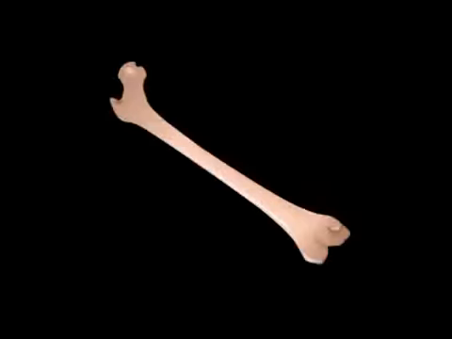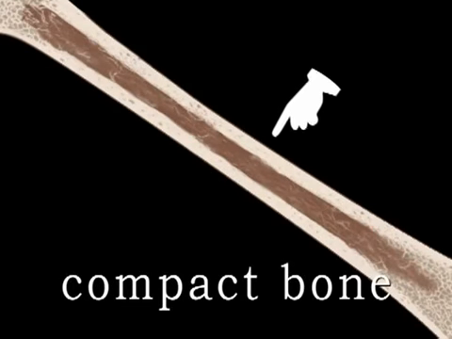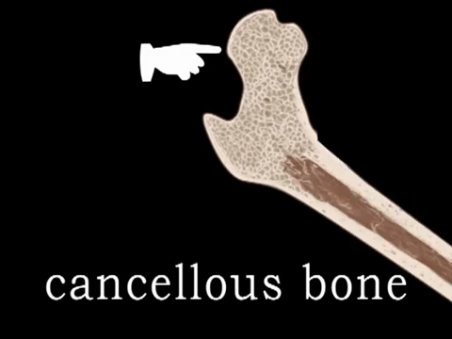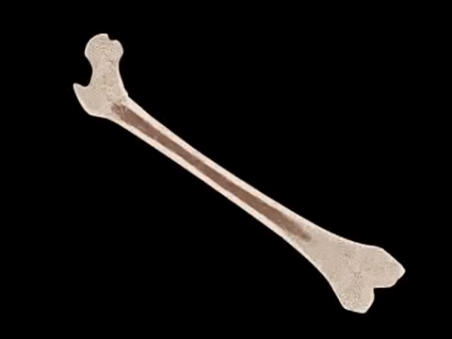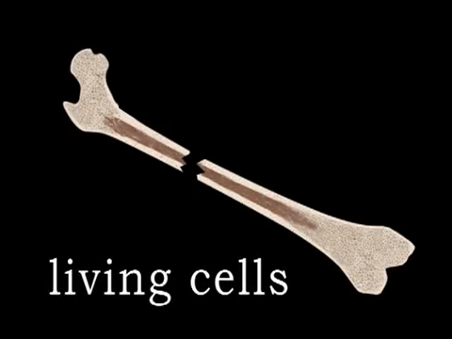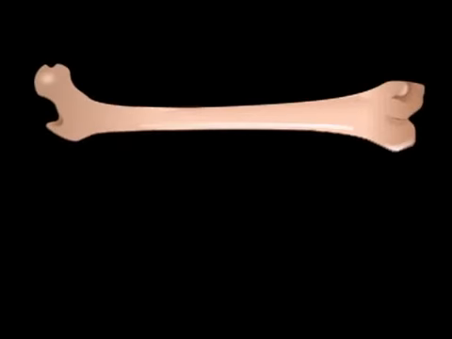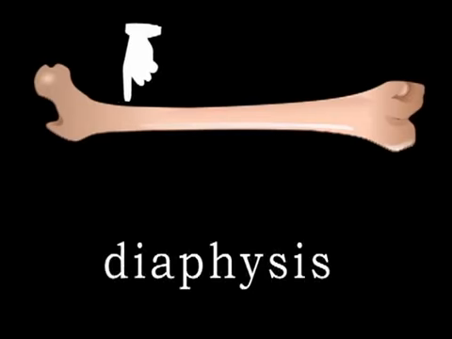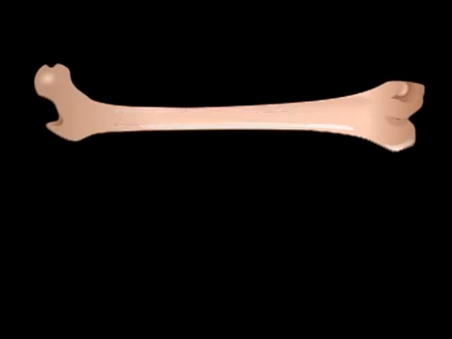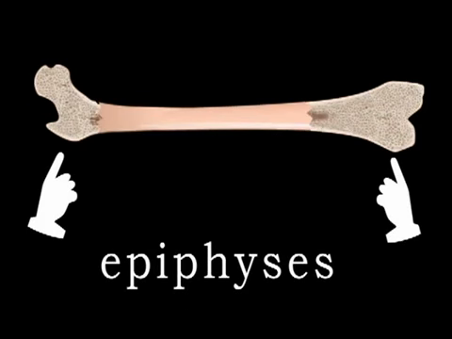There are 2 types of bone tissue: compact bone, which is dense, smooth, and very strong, and cancellous bone, which is spongy and lightweight. Both types of bone tissue contain living cells, which help make repairs if a bone is injured or broken. A typical long bone has a main shaft called the diaphysis, composed of compact bone, and 2 ends called epiphyses, composed of cancellous bone.